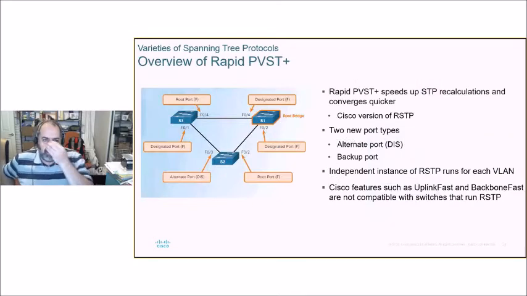Now, rapid per VLAN spanning tree speeds up the STP recalculations and converges quicker. And so, of course, per VLAN means it's Cisco proprietary. There are two new port types: alternate port, which means it's disabled, and backup port. And so you have an independent instance of RSTP running on each VLAN, and hence the per VLAN. Cisco features such as UplinkFast and BackboneFast are not compatible with switches that run RSTP.